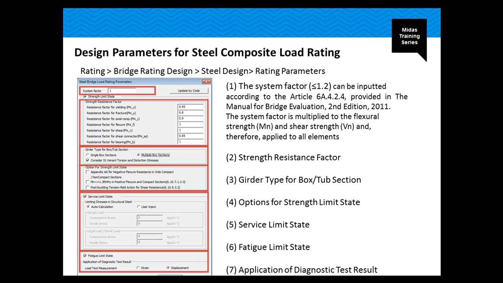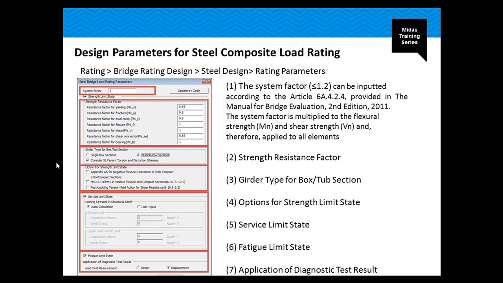You can define the system factor here, the number that you desire, and then you have the different options that you can apply in the parameters, such as the strength resistance factor. You can define the resistance factors for yielding, fracture, axial compression, flexure, shear connectors, and bearings. You can define the phi for each one of them. You can either update it by the code, as you can see here in this option, or you can define the factor in each one of the dialog box.